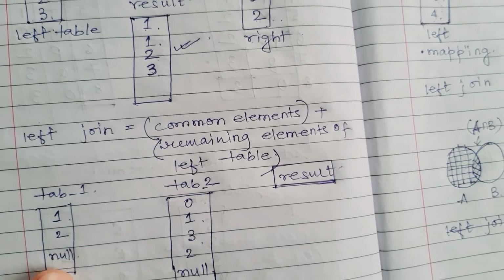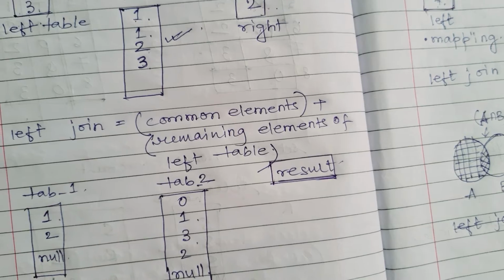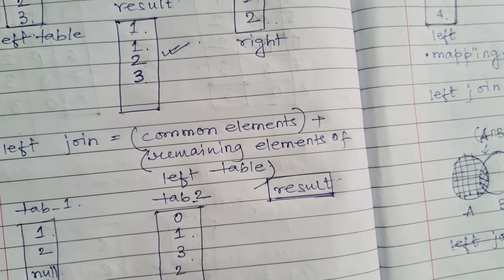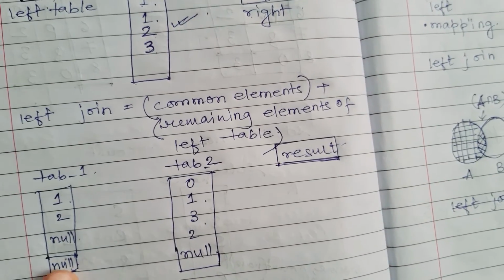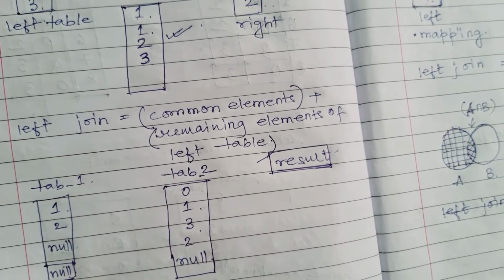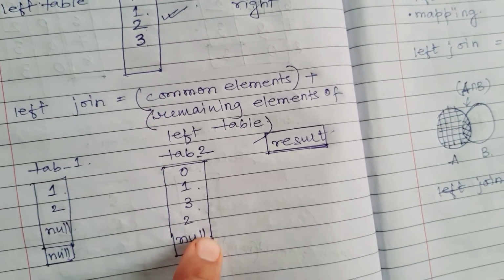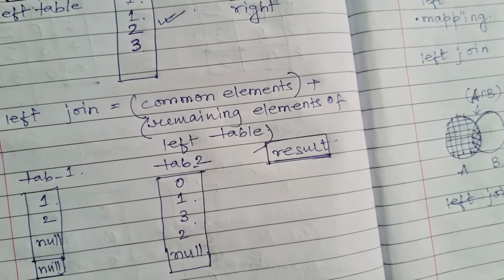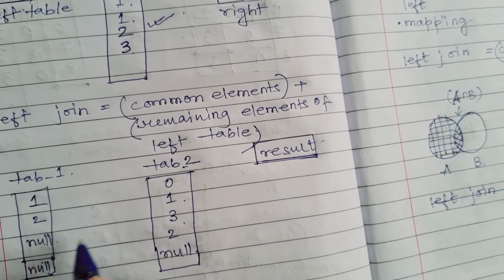But they are an element in table 1. They are a very respected element in table 1, though they are different. Suppose I add one more null here, so two nulls are there. They are different objects. They are not the same, and these two are also not the same, and these two are also not the same. So none of the nulls are the same objects.